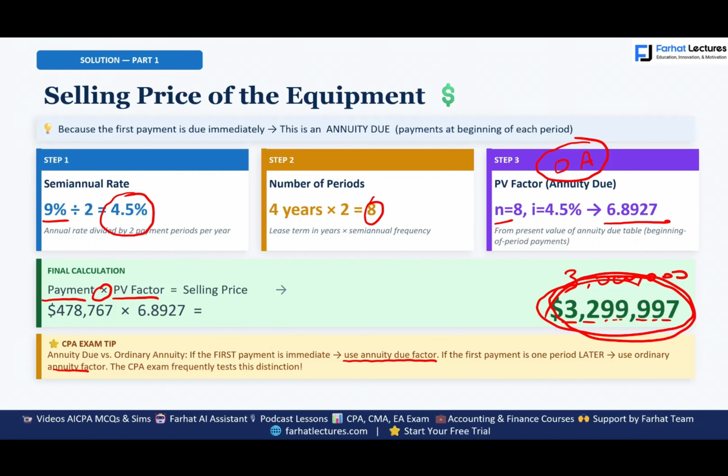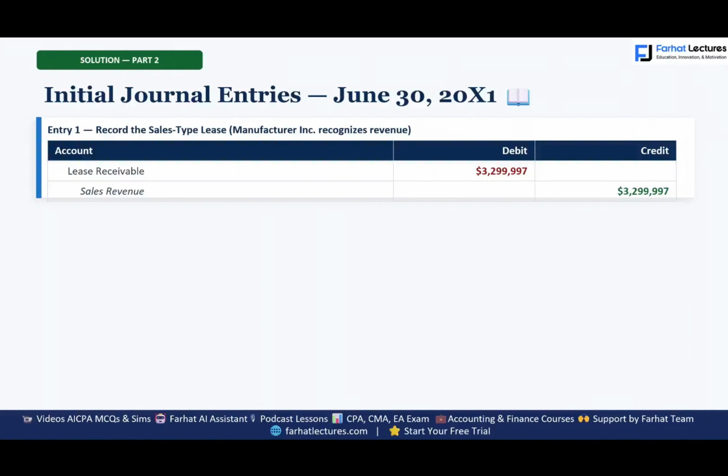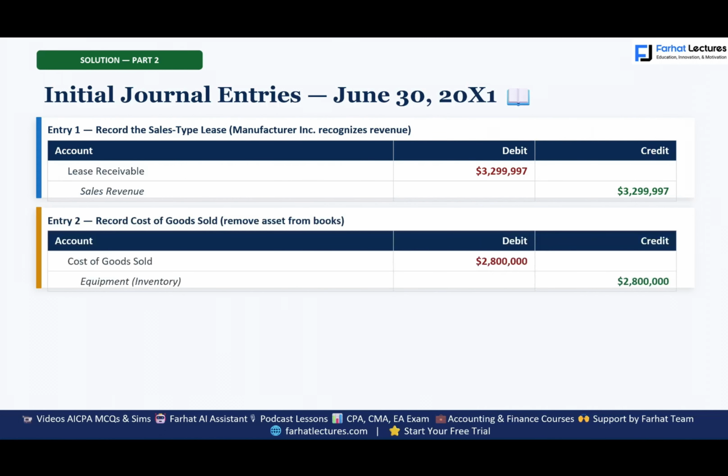Well, let's journalize the entry. They will debit, but they're not getting the money now. For now, they have a lease receivable of 3.3 million and sales revenue of 3.3 million. And the company would record the cost of the sale, removing the asset. Remember, the asset has a cost of 2.8 million. Now they will expense 2.8, and they will credit either equipment or inventory, depending on how they account for this asset.